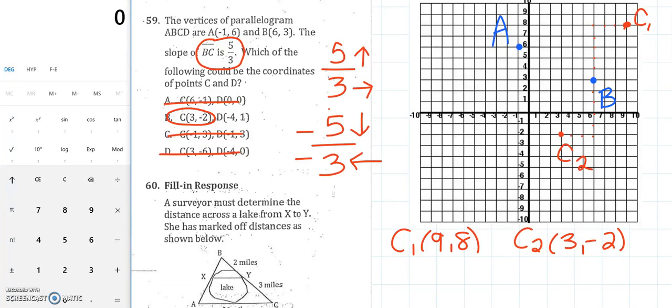So the direction they did want us to go in is that opposite direction, from A to B to C. And then the other side of this would look something like, and I'm just eyeballing here, that. Okay, so your last point should be somewhere around here for your parallelogram. All right, last question. Let's move on.